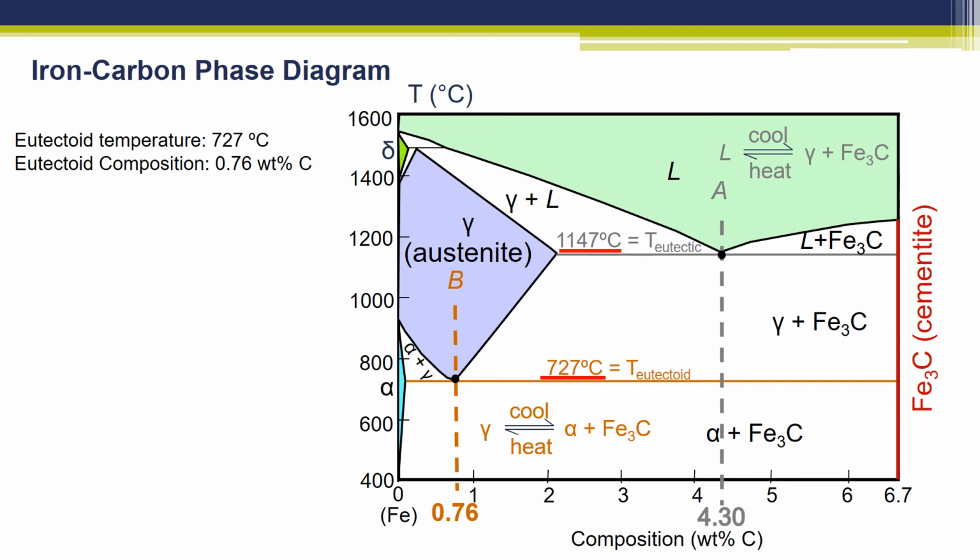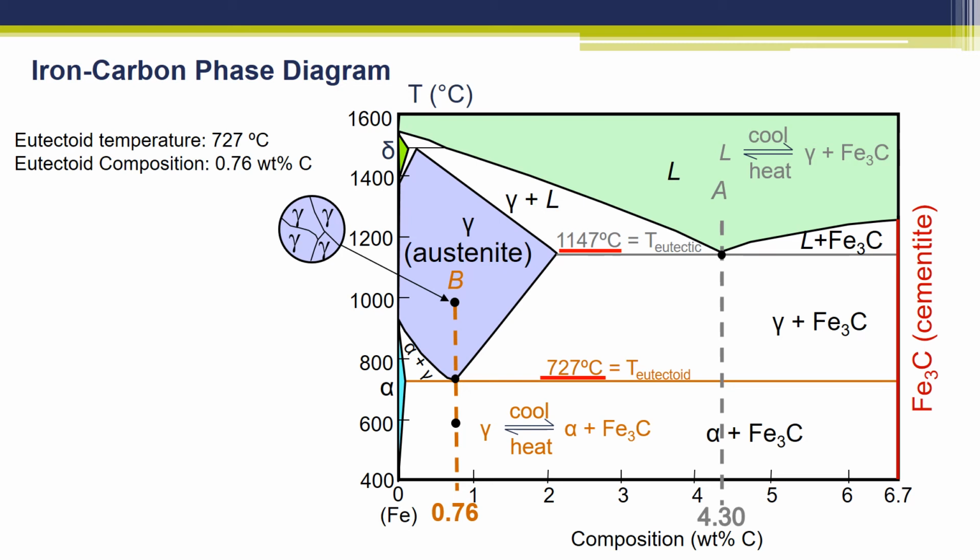Consider, for example, an alloy of eutectoid composition, which is 0.76 weight% carbon, as it is cooled from a temperature within the gamma phase region, say 1000 degrees Celsius, and moving down to 600 degrees Celsius. Initially, the alloy is composed entirely of the austenite phase. As the alloy is cooled, no changes will occur until the eutectoid temperature is reached.